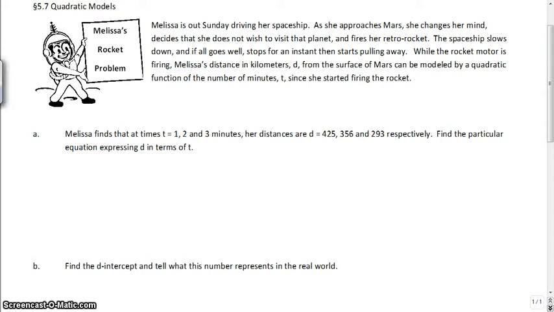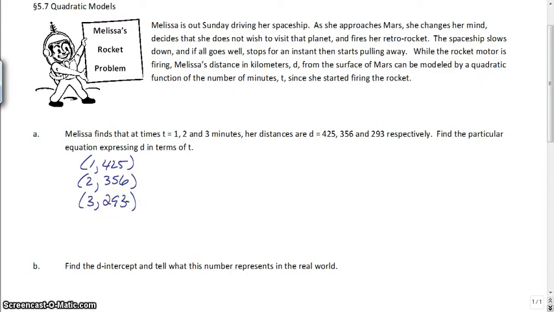So, first thing you had to do is obviously assign coordinates. So we have 1 minute. She is 425 kilometers away from Mars. After 2 minutes of her retro rockets being activated, she's 356. And then after 3 minutes, she is 293.